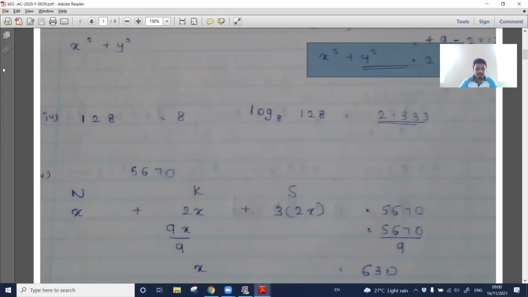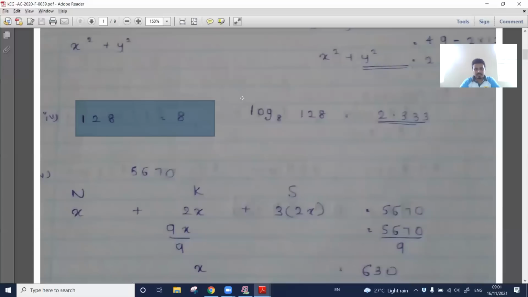128 is not equal to 8, so this is mathematically wrong. This should be equal to 8 to the power something. Right? So that something we can find using logarithm.